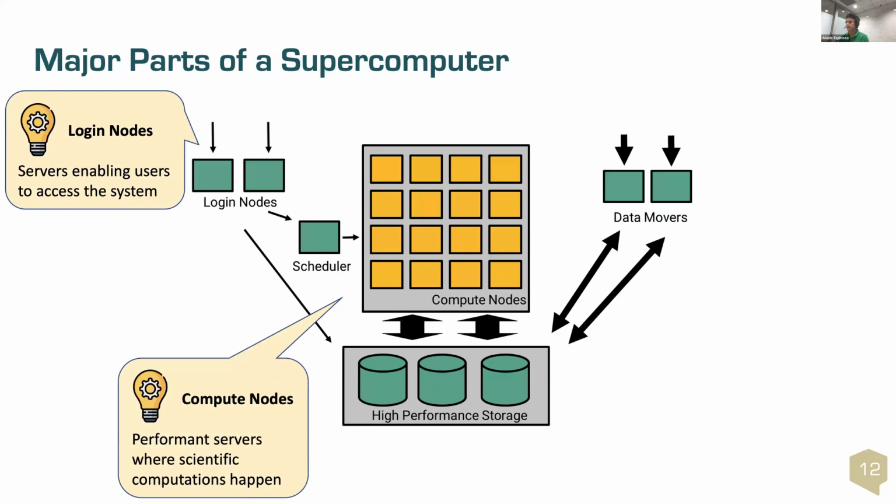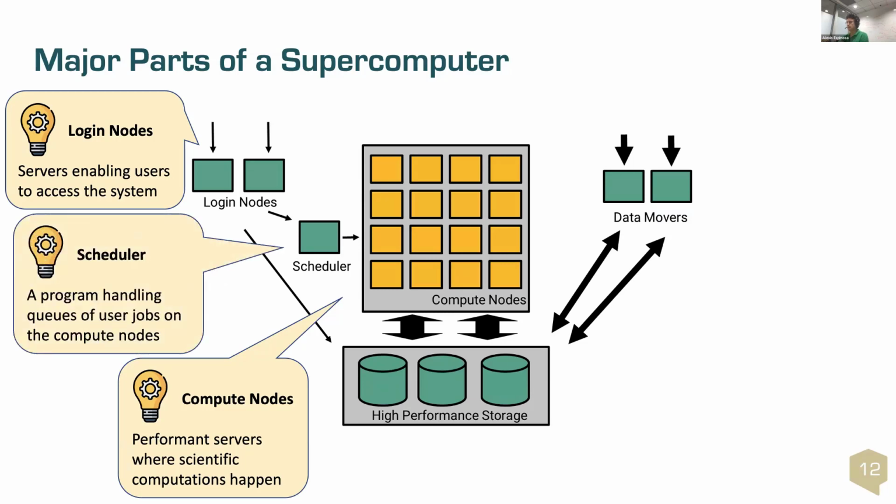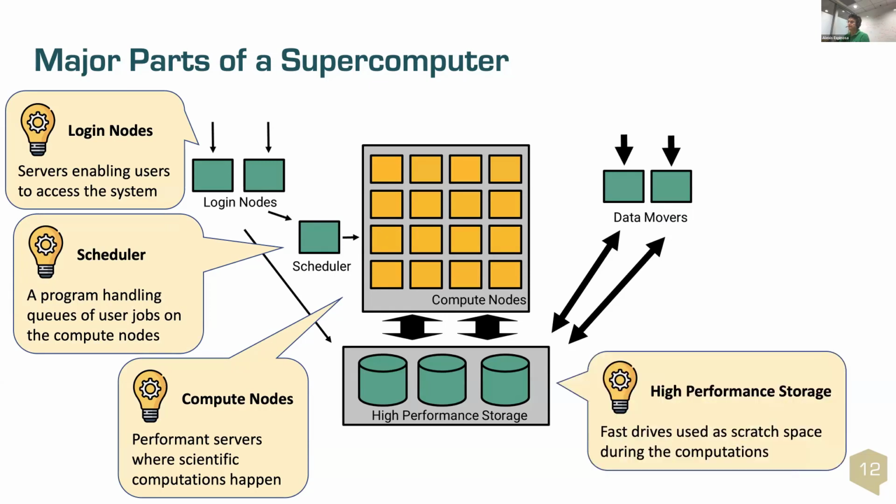So yeah, login nodes serve many users at the same time. Compute nodes is where the computation happens. The scheduler decides where and when to run specific jobs.